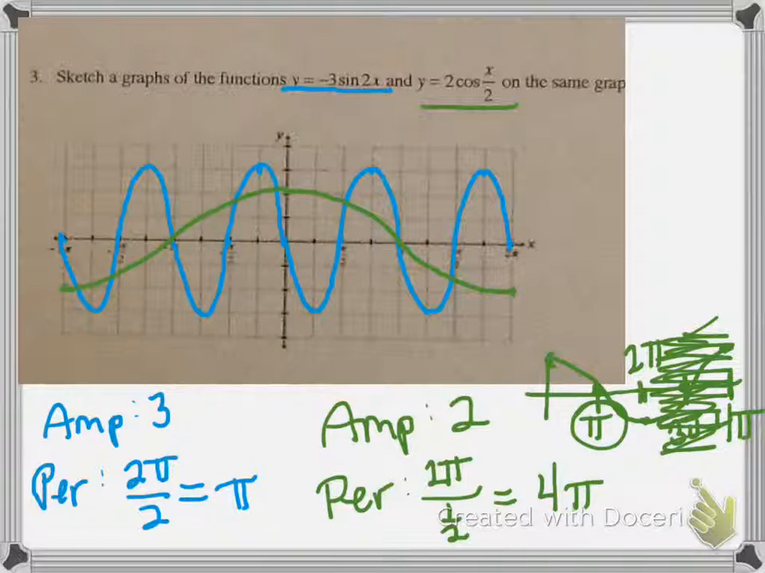About like that. Okay, so there are these two functions graphed on the same grid, so we can kind of see the difference in amplitude and period and how it affects the appearance of the graph.